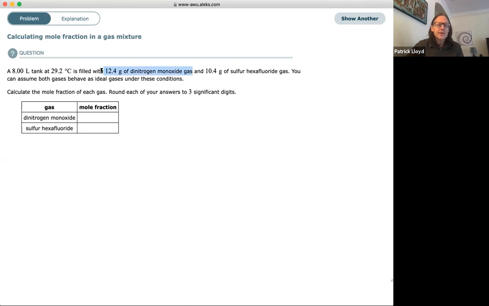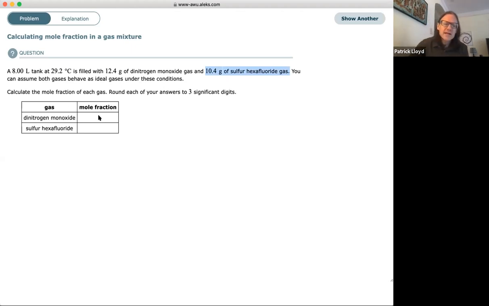They give you the mass of one of the gases. So there's your mass, and they give you the name, so you know the formula. You can find moles from that. Then they give you the mass of the second gas and the name. So you can get the formula from that, so you can get the molar mass from that and find the number of moles. And then you just do your little calculation of mole fraction, moles of the one gas over the total.